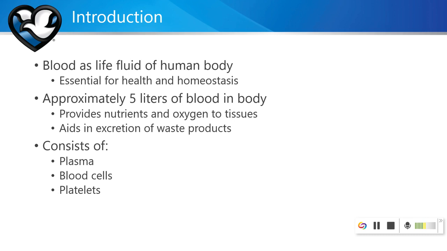So blood is the life fluid of the human body, and it is essential for health and homeostasis. There are approximately 5 liters of blood circulating through the human body to provide nutrients and oxygen to tissues while aiding in the excretion of waste products. Plasma, blood cells, and platelets are what make up the blood, and disease occurs when there are too many or not enough or dysfunctional blood components. Blood disorders often present with manifestations in multiple systems. Therefore, an understanding of normal blood function, formation, and hemostasis is required to understand how abnormalities develop.